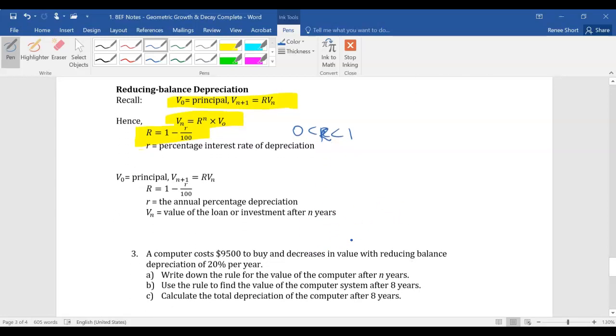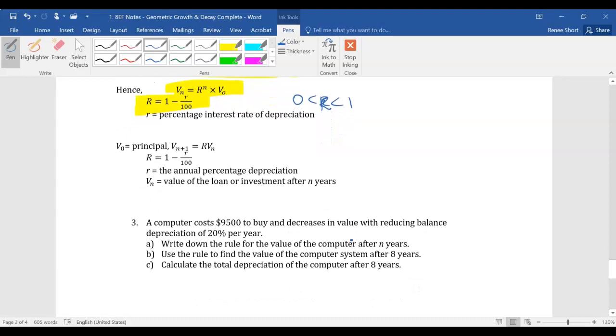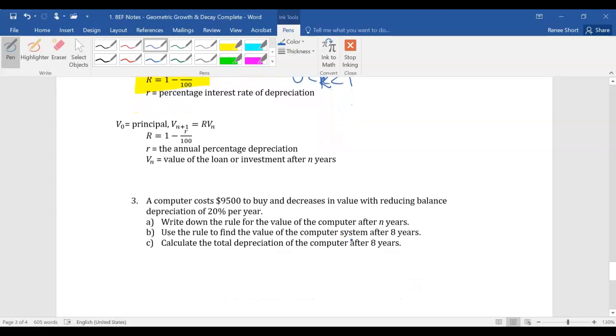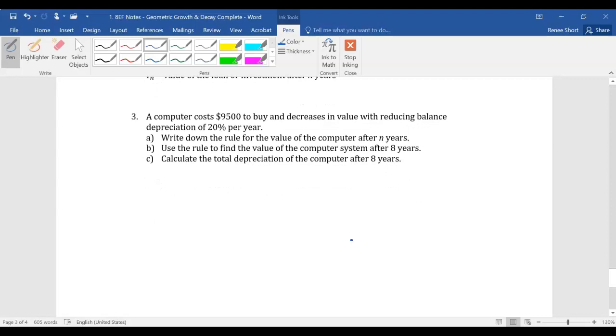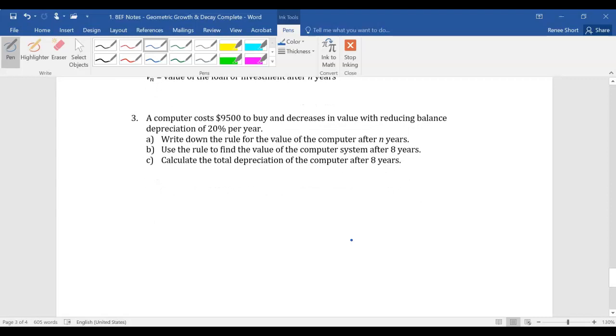So if we come down here, it says here that a computer costs $9,000 to buy, so that is my V0, and it decreases in value with reducing balance depreciation of 20% per year. Write down a rule for the computer after n years.